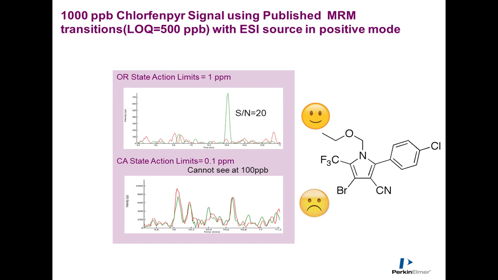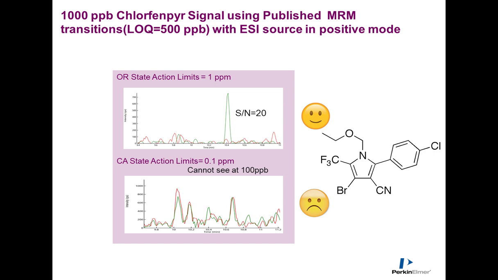And now we look at something slightly different. So depending on the type of pesticide and the molecular makeup, sometimes it's necessary to look at alternative ways of introducing that pesticide into the LC-MS. An example here is chlorophenol, and if we use the traditional ESI source, ESI is electrospray ionization, in positive mode, we see that we can detect 1 ppm in the top spectrum, but we cannot detect 0.1 ppm.